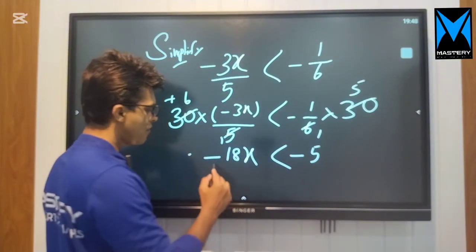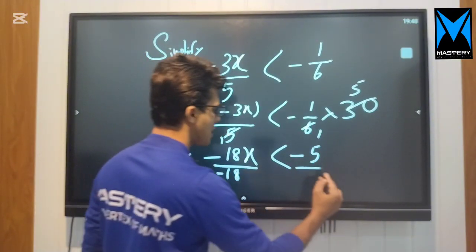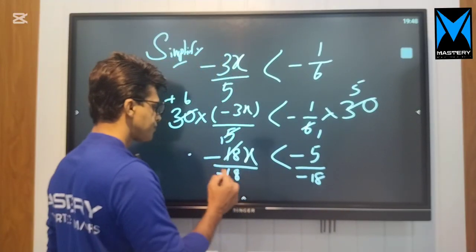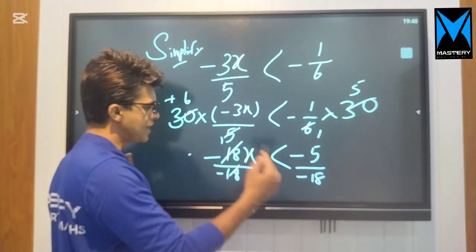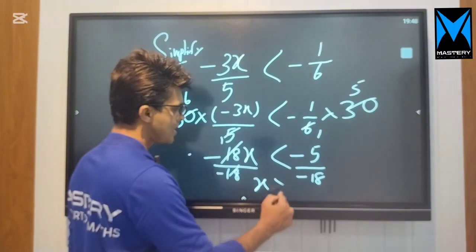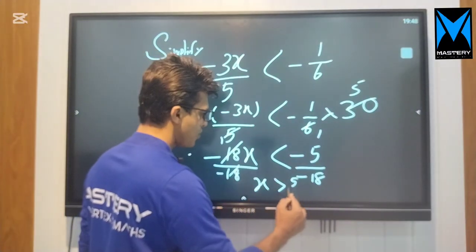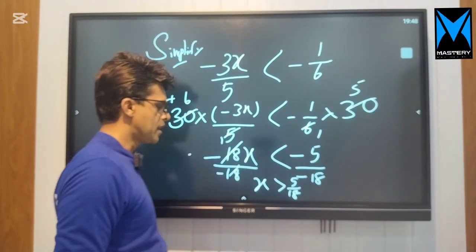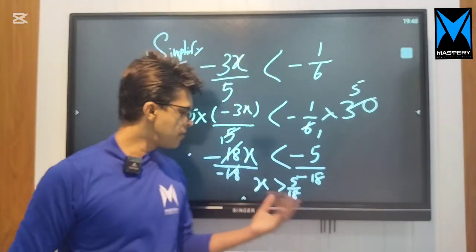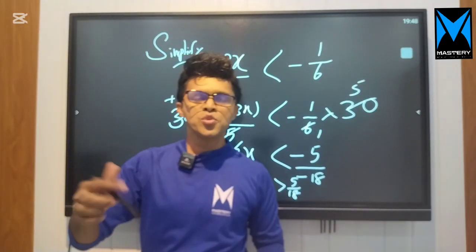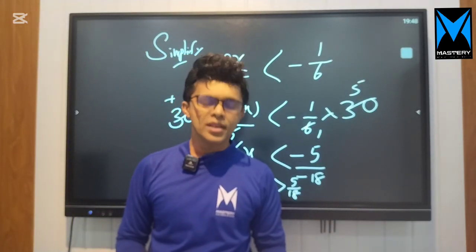Now both sides can be divided by negative 18. Now simplify 18 and 18. Then it changes the direction. Then x is greater than 5 over 18. This can be simplified, and it can be kept as a decimal number as well. But anyway, I wanted to teach you the way of simplifying these sorts of inequalities.